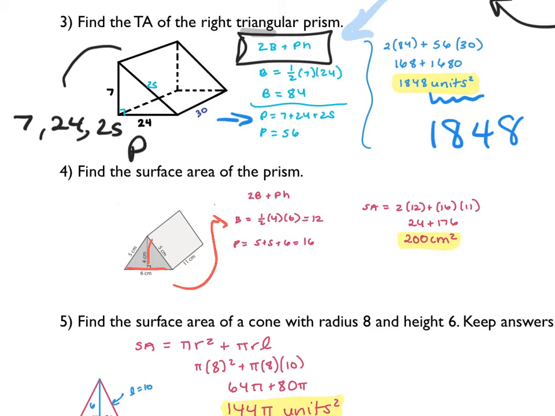And what was nice is they gave us all of the sides. So to find perimeter, we just added 5 plus 5 plus 6. And now we plug it into our surface area formula: 2 times the base area plus perimeter times the height of the prism, and that's 200 centimeters squared. And again, if this were a fill in the blank, you would just put 200 in the box.